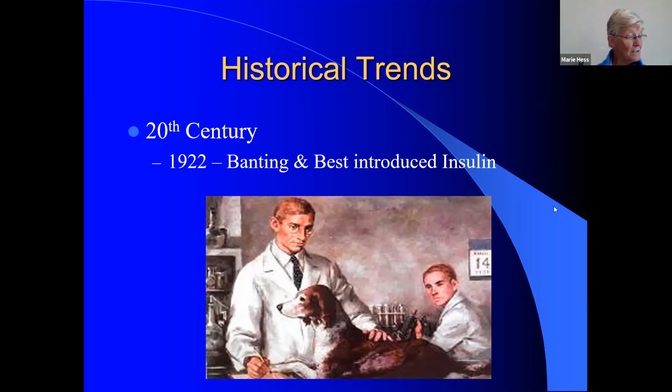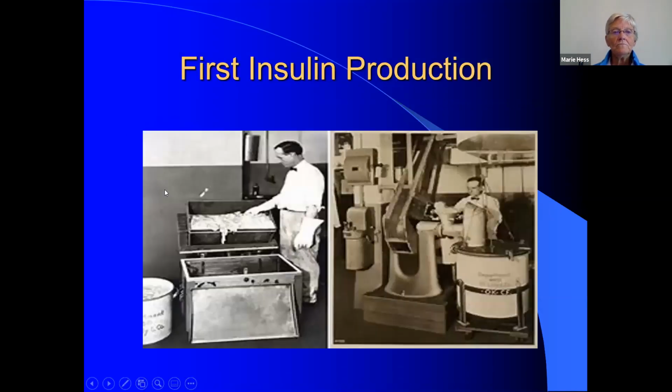So Banting and Best introduced insulin. And this is the first insulin production. It was done by Eli Lilly and Company. What they did was take pancreas from pigs and sometimes cows, and grind them all up in their big grinder, and it produced a pulp kind of mixture, and they would draw that up in a syringe and give it. The first person they gave it to was a young boy who was 14 years old in Canada. I think his last name was Thompson or something.